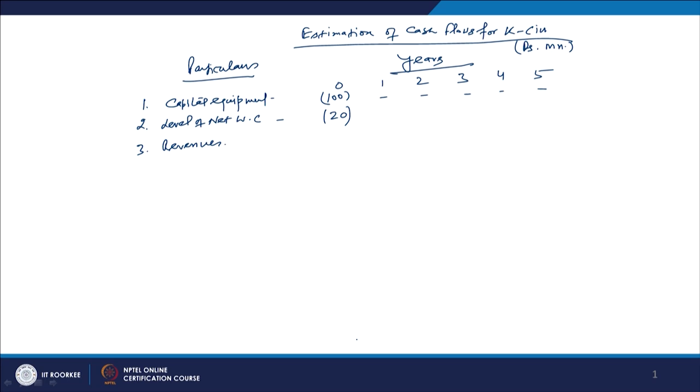So, we are going to put all the revenues here. What is going to be the revenue in the first year? The first year revenue is going to be 100 million rupees. This is the first source of inflow, and in the first year we are going to have inflows.